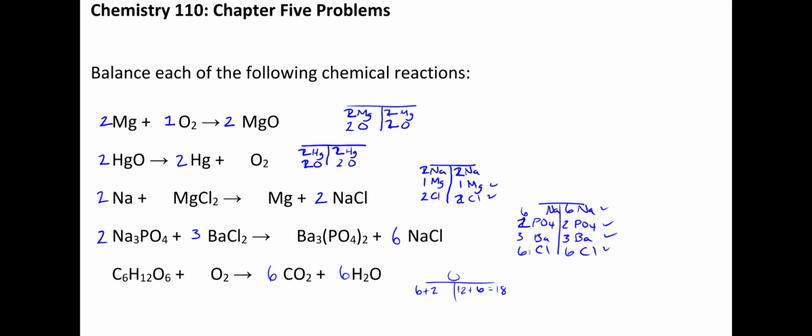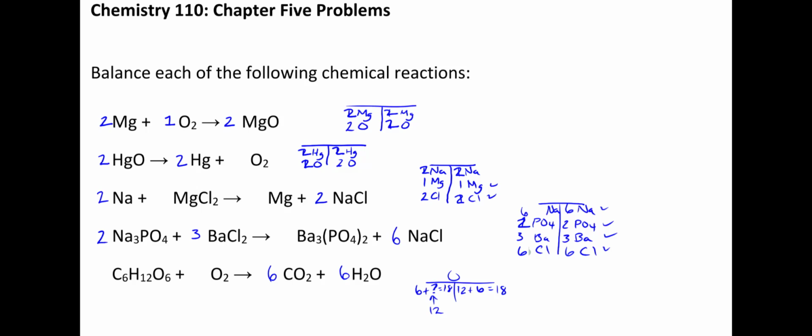So if we have 18 on the right, we want there to be 18 on the left. And so what we need to do is simply solve this equation. 6 plus what? Question mark there. Is 18. Well, that would be 6 plus 12. So we need 12 additional oxygens here.